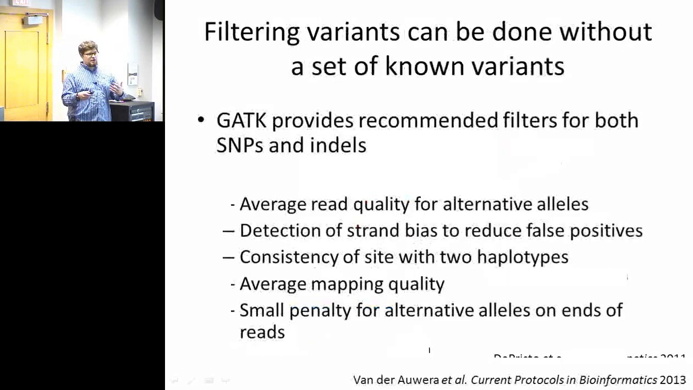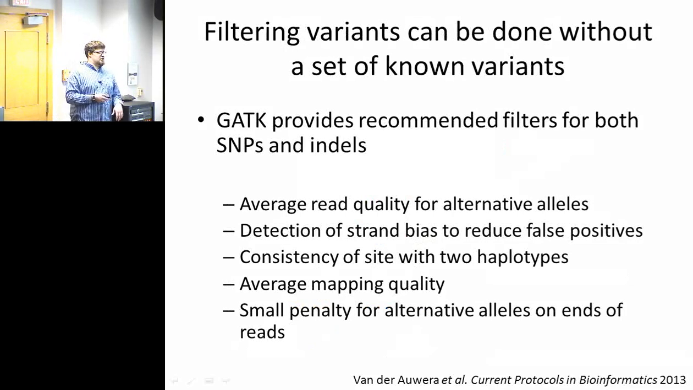So once we have a set of variants, GATK also provides a set of recommended filters both for SNPs and indels. And rather than talk about the individual parameters, I'll just tell you a little bit about what these parameters hope to achieve. The first of which is a filter for the average read quality of reads showing evidence of the alternative allele. The second is actually using a Fisher's exact test for the detection of strand bias. And this is an attempt to reduce false positives.